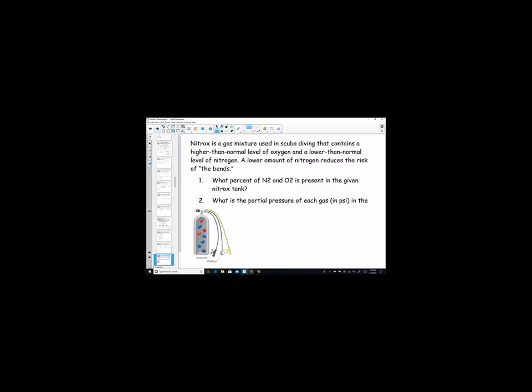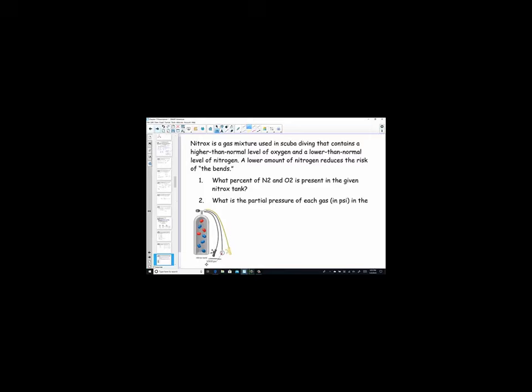Let's take a peek at this guy. Nitrox. It's a gas mixture used in scuba diving, and it contains a higher than normal level of oxygen and a lower than normal level of nitrogen. And they do that on purpose to help reduce the risk of the bends. Remember, I started our lesson when we first started our chapter talking about the bends. If you come up from scuba diving too quickly, your blood will actually start bubbling with nitrogen gas.